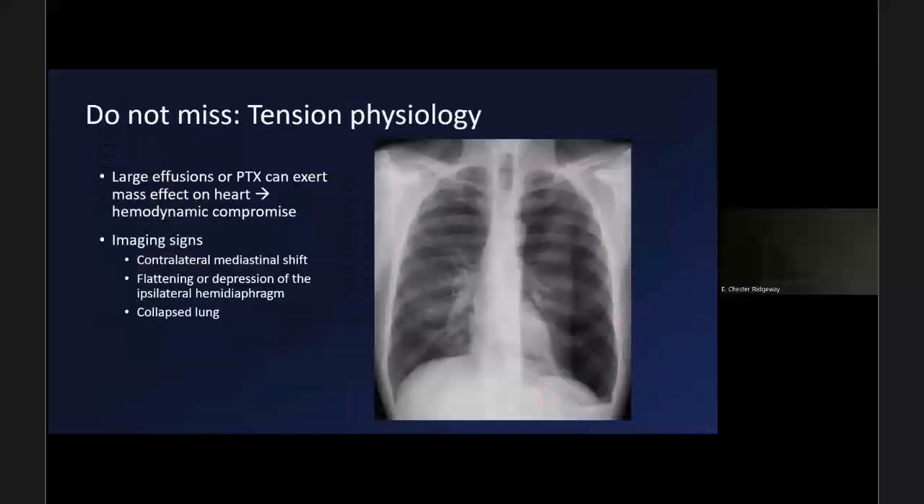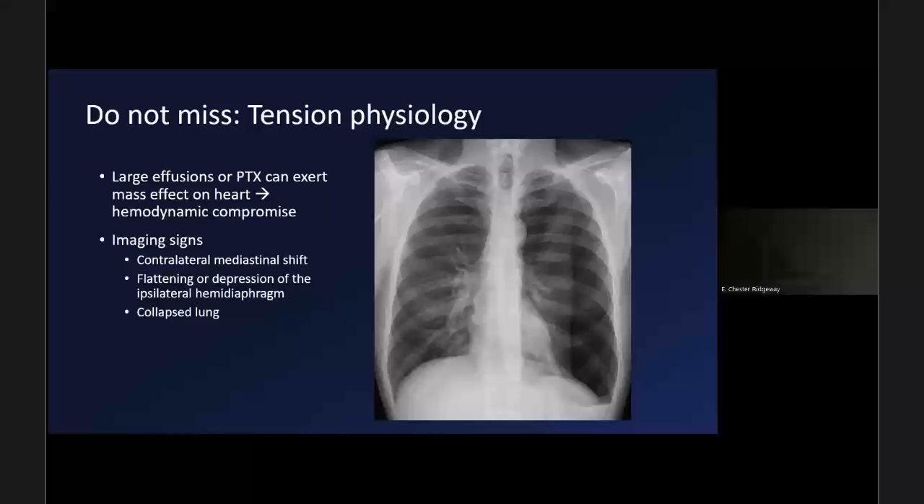One quick thing that I think you guys rarely see, but just in case you do come across it, is tension physiology. You do not want to miss this. Essentially, very large effusions, large pneumothoraces can exert mass effect on the heart. That can result in cardiopulmonary arrest, hemodynamic compromise. We can see imaging signs that raise concern or question of tension physiology, in which case we tell providers to go get an echo to confirm.